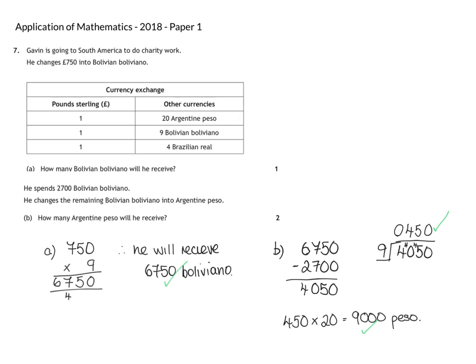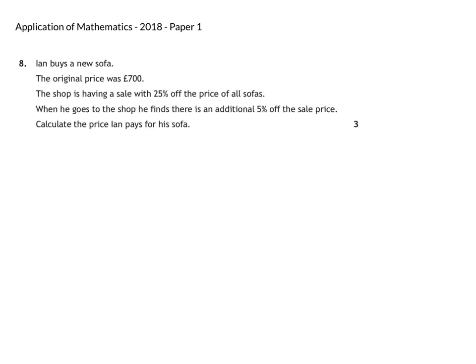Right, let's go on to question 8. So we have Ian buys a new sofa. The original price was £700, so that's our first important piece of information in this question. We know that the shop is having a sale with 25% off. And then when he goes to the shop, he finds there's an extra 5% off.